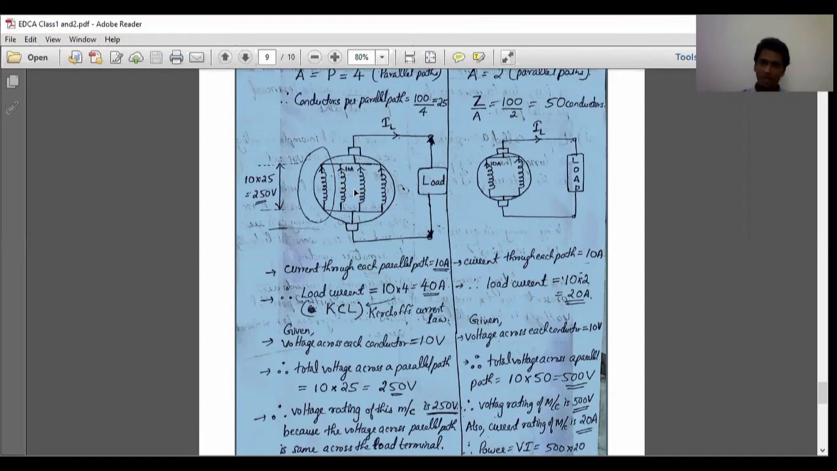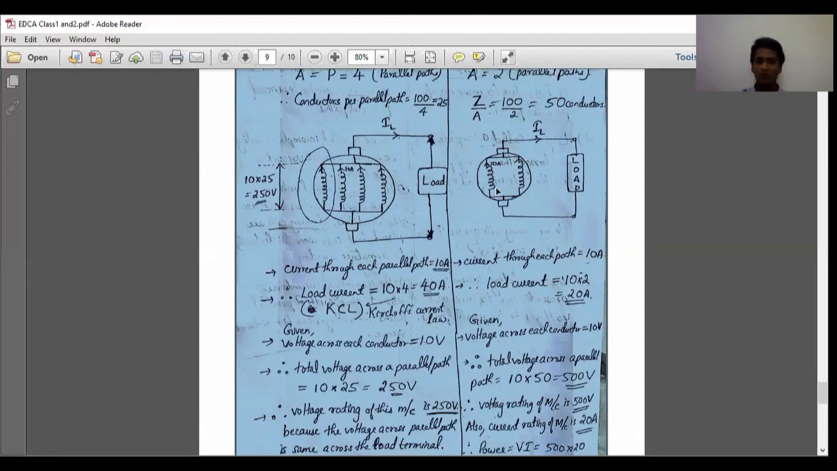Clear? And such circulating current, or the chance of circulating current, will be lesser for a wave wound machine, since there are only 2 parallel paths. Here it depends upon the number of poles. If it is an 8-pole machine, there will be 8 parallel paths for lap wound machines. So to control the potential difference between these 2 points will be difficult, but in this case only 2 parallel paths are there, so the effective circulating current will be lesser. That is the last point.